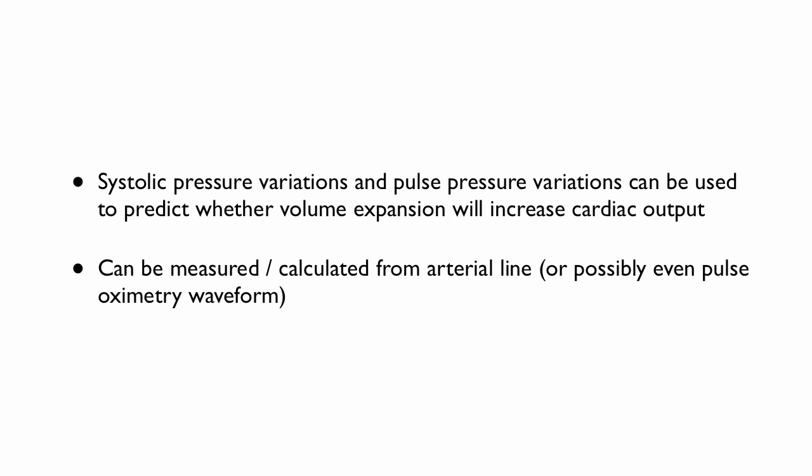So systolic pressure variations or stroke volume variations or pulse pressure variations, all measured in different ways, can be used to predict whether volume expansion is going to increase the stroke volume and the cardiac output. And these things can be measured or calculated from the art line trace, or possibly even the pulse oximeter waveform, just with software in the monitors.